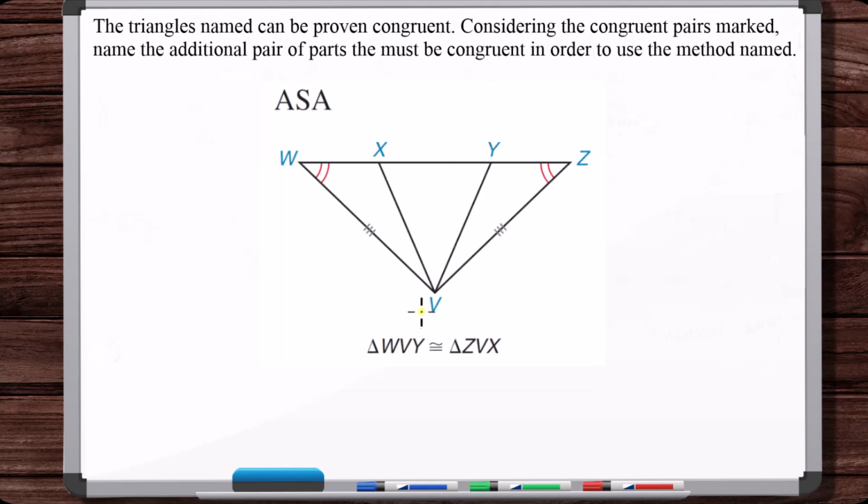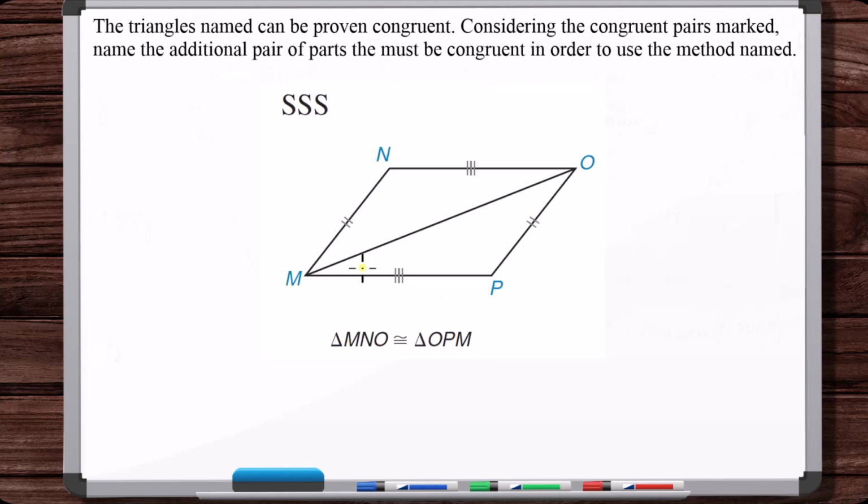Okay, so to show that triangle WVY is congruent to triangle ZVX, using angle side angle, and if we're already given these congruence pairs, W and Z, and this side, then we would need to show that angle WVY is congruent to angle ZVX. So WVY and ZVX. Then we can use angle side angle.